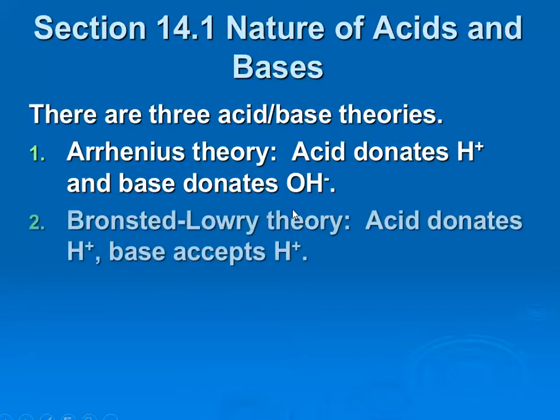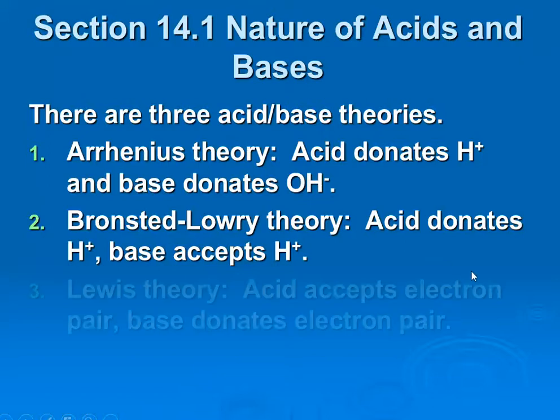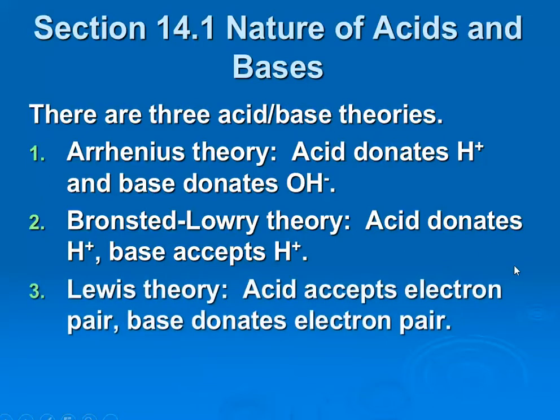The second definition is called the Bronsted-Lowry definition, and that's where we look at an acid as being a donator of a hydrogen ion and a base as being an acceptor of a hydrogen ion. We'll use both of these actually more. Sometimes we'll see the Arrhenius theory more than the other, but you do need to be able to recognize both theories. And then the third is the Lewis theory, which is not used as often.